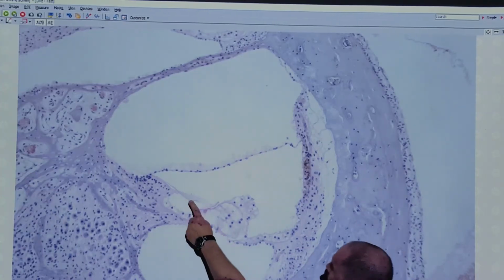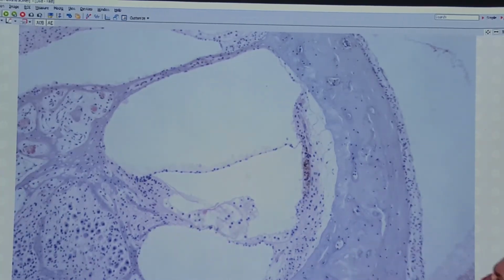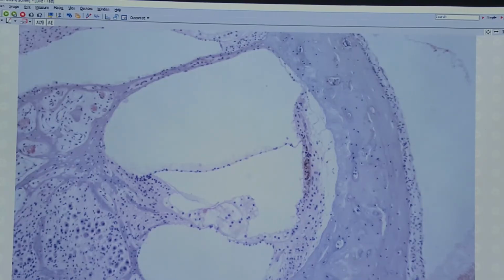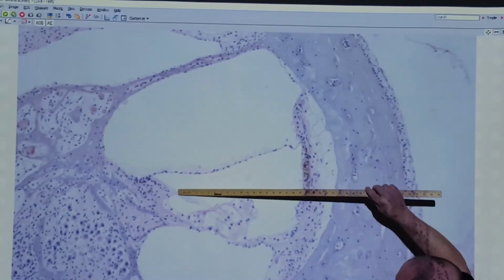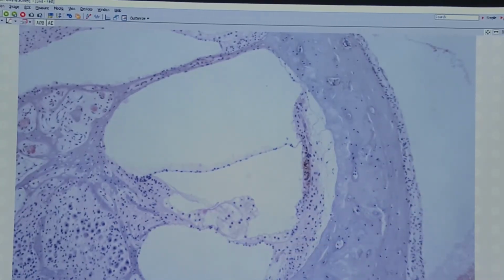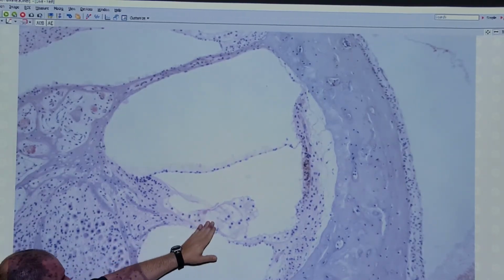That's this one right here. The tectorial membrane. I'm going to say that again. The tectorial membrane. Vestibular membrane, tectorial membrane, basilar membrane. Now, I want you to pay particular attention to this tectorial membrane we have right here and the structures below it.